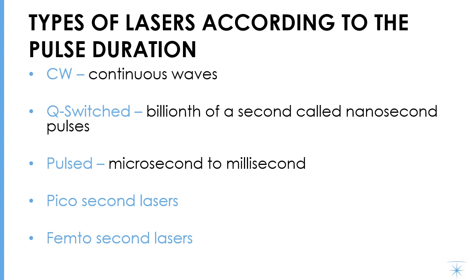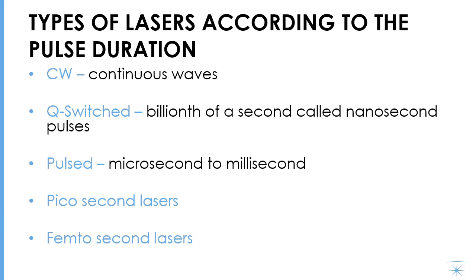Then we have the Q-switched lasers, which have nanosecond pulse durations, and this is what we are using to remove tattoos and to treat benign pigmented lesions. In this case, the pulse duration is so short with very high peak power, and this will cause a photomechanical effect, fragmentation of the ink particles in case of tattoo, or the melanin in case of benign pigmented lesions, and then those fragments are going to be phagocytosed and removed from the skin.